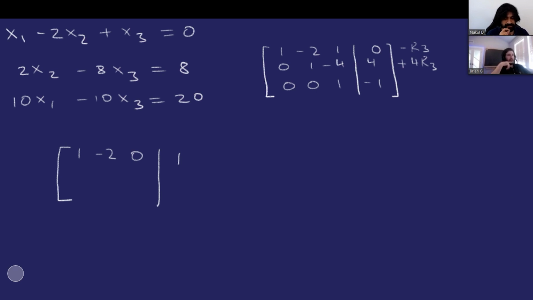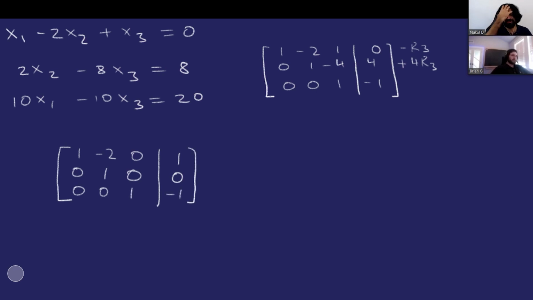We are adding 4 times row 3. So the first spot would still stay 0 because there's just 0. The second spot would also be just 1 still because it's 1 plus 4 times 0. And it would be -4 plus 4 times 1, which is 0. And then 4 plus 4 times -1, which is 0. And we didn't do anything to the last row.